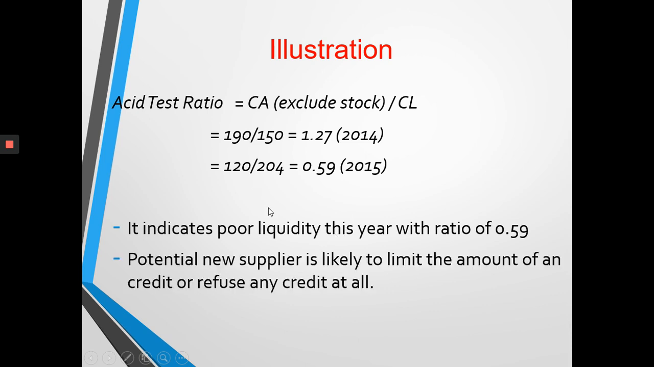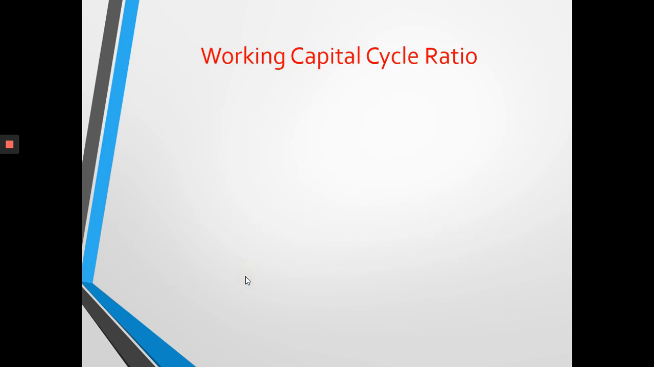All right. So potential new suppliers are likely to limit the amount of credit. If they find out your company has a lower acid test ratio, they know you might have a cash flow problem. So the new suppliers tend to limit the credit amount or credit days. Instead of giving 30 days as to other companies, they might only give you 10 days, or they might refuse to give credit at all. All right, so that is the acid test ratio, and this is the illustration. So let's move on to the working capital cycle ratios.